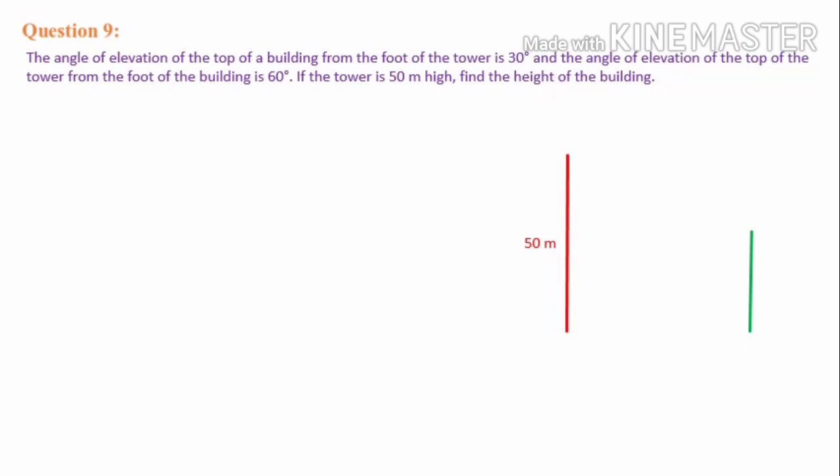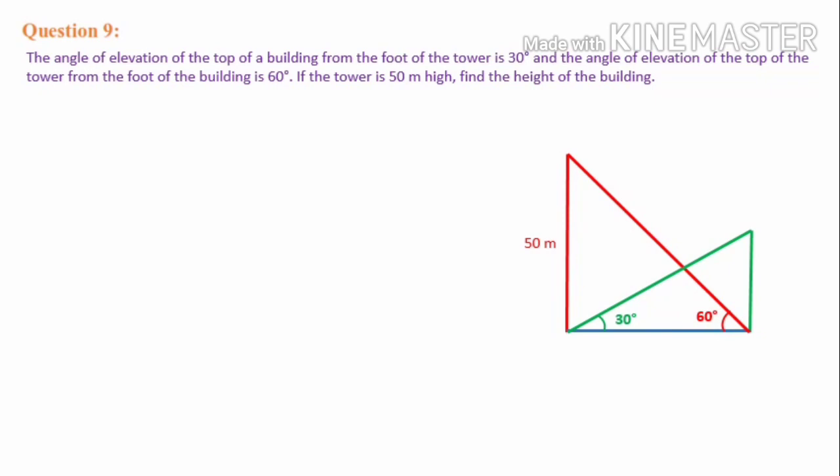Here, in the first line, the angle of elevation of the top of a building from the foot of the tower. The person is at the foot of the tower here and he is looking at the top of the building at an angle of 60 degree. And the second condition is the angle of elevation of the top of the tower from the foot of the building. So the person is at the foot of the building, looking at the top of the tower. The angle of elevation is 60 degree.